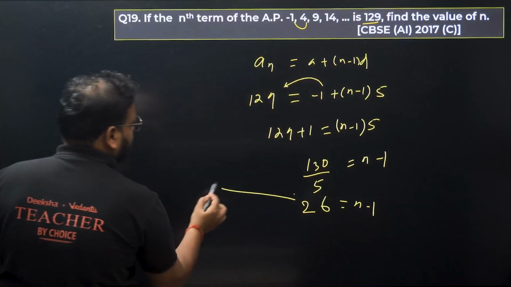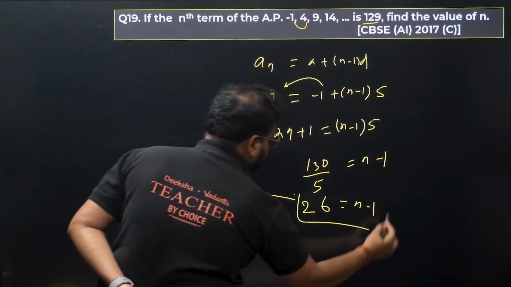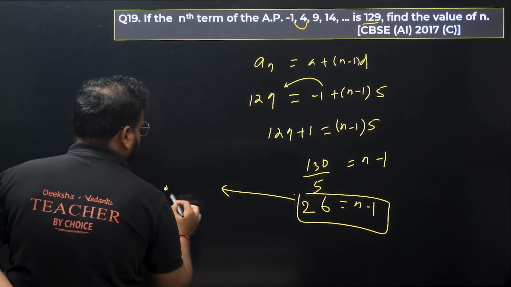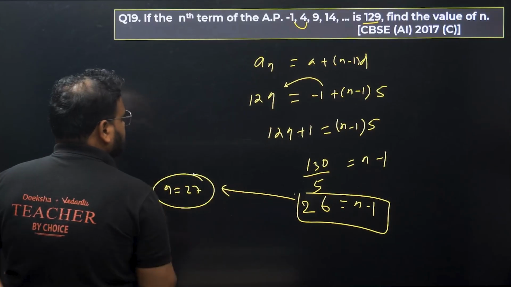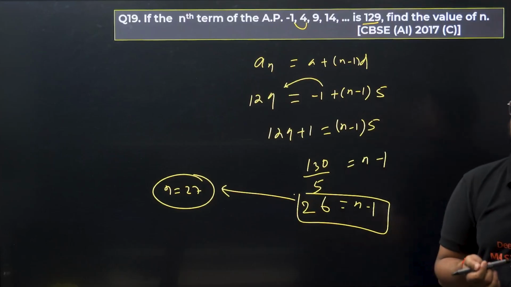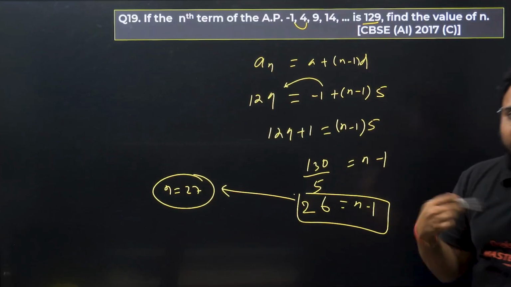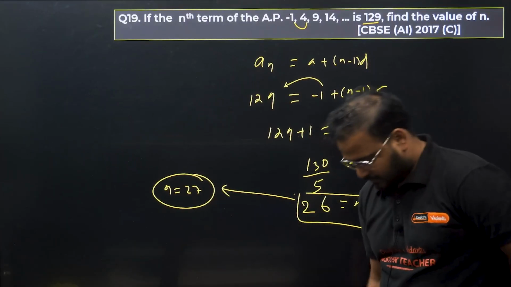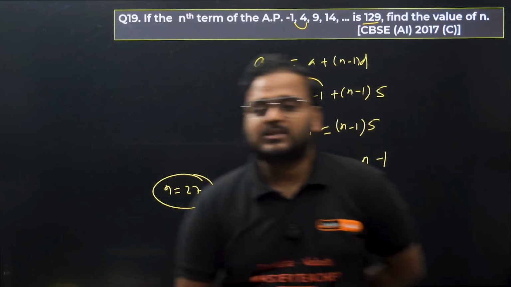From here what you can get? Value of n is 27. So 129 is the 27th term of the given sequence. Alright. Question number 19 is also over.